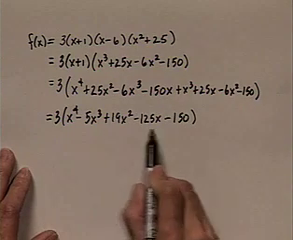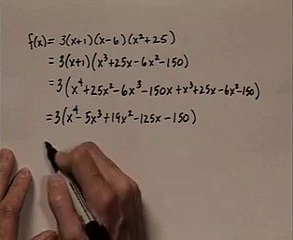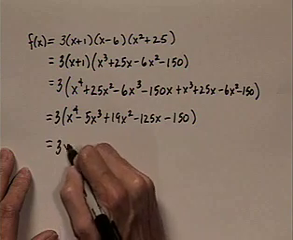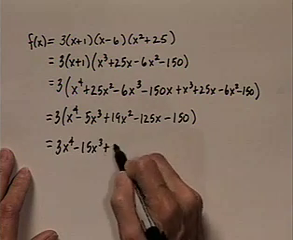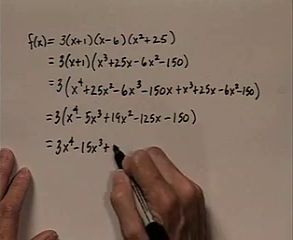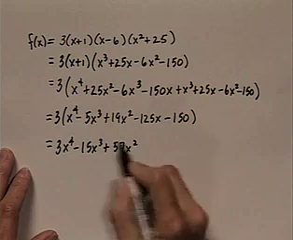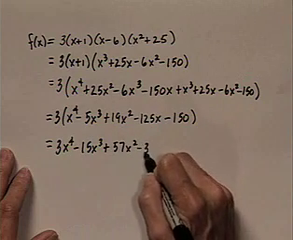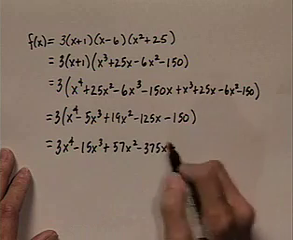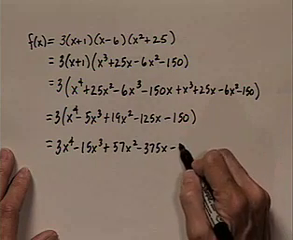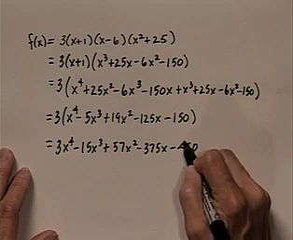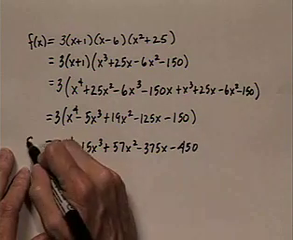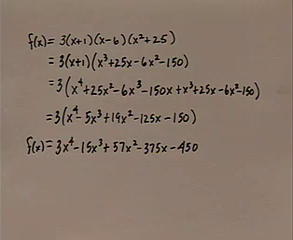As a final step, I'll distribute my leading coefficient of 3 to get 3x to the fourth minus 15x cubed plus, let's see, 3 times 19 is 57x squared minus 375x minus 3 times 150 is, let's see, 450. And so here's my polynomial that fits all the criteria in the example.